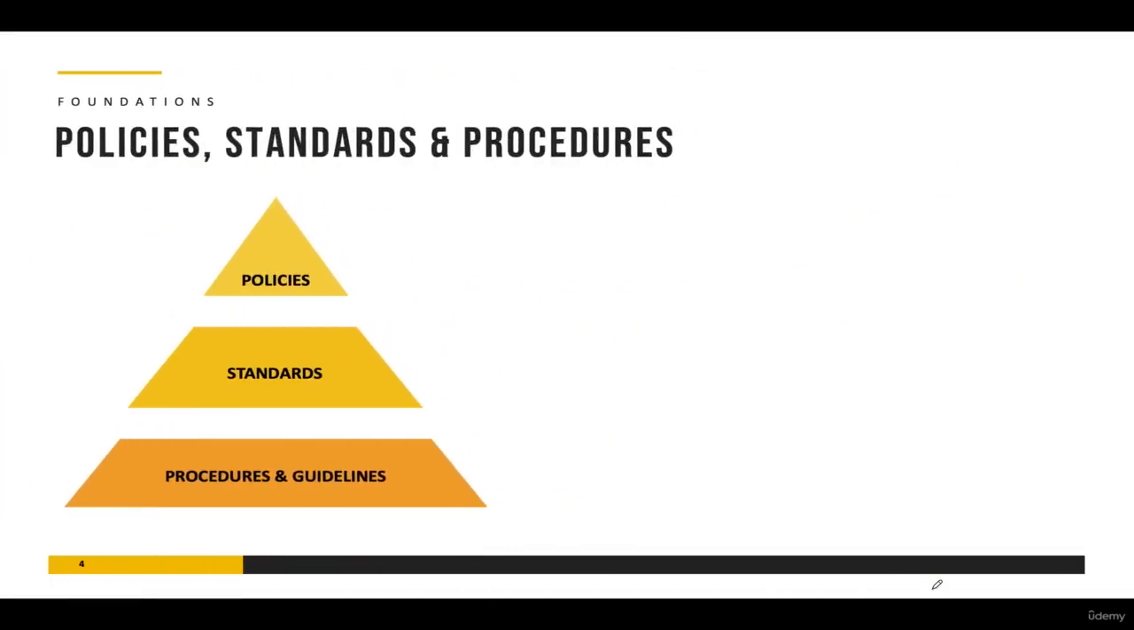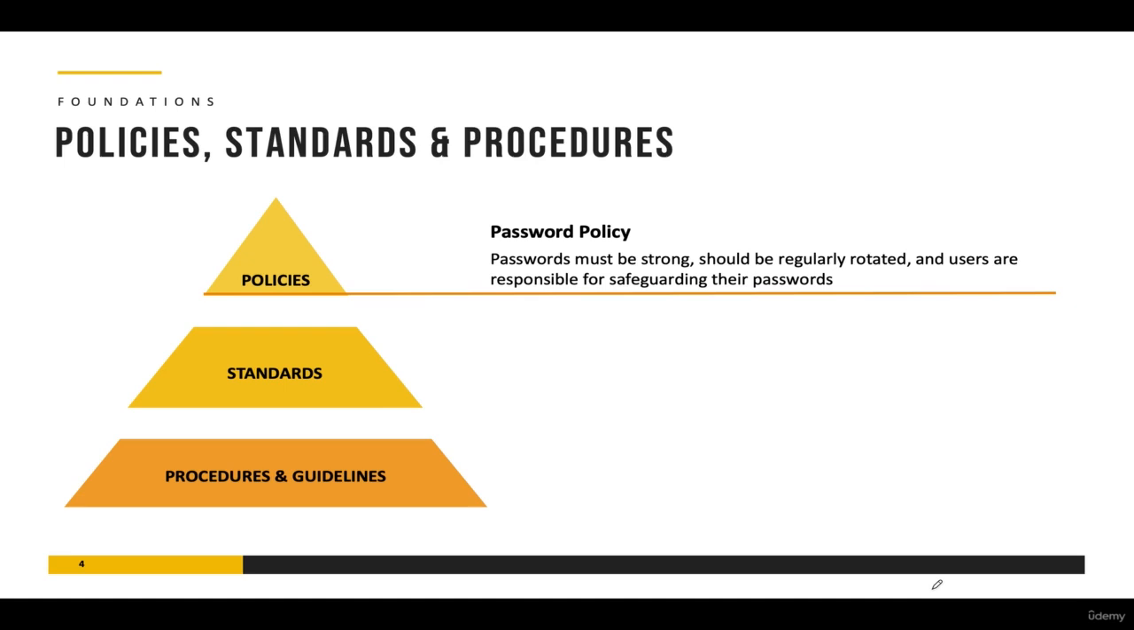In order to have a clear understanding of what policies, standards, and procedures entail, what the differences between them are, and how to structure them, we can take the example of passwords, and we'll design the policy, the standard, and procedures. So the password policy states that passwords must be strong, they should be regularly rotated, and users are responsible for safeguarding their passwords.